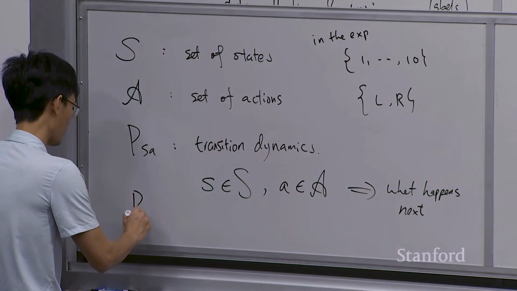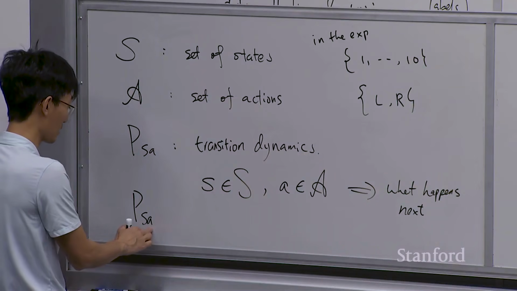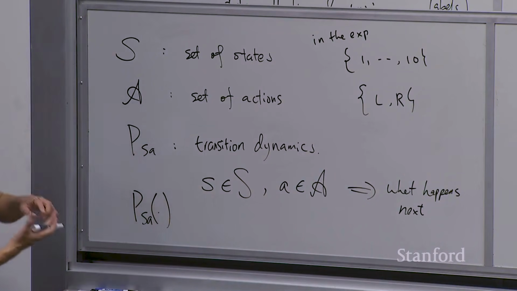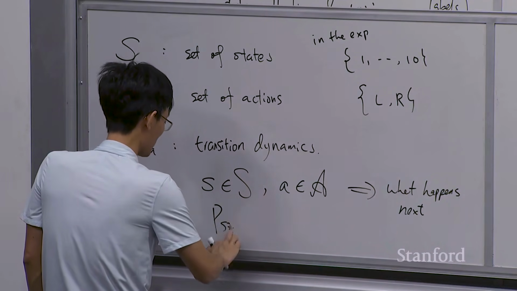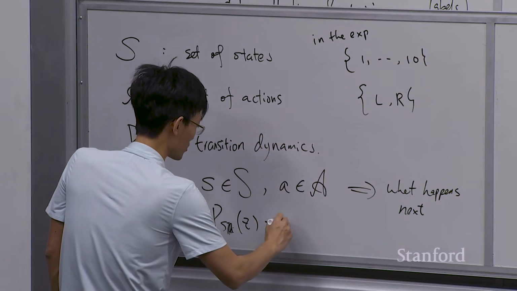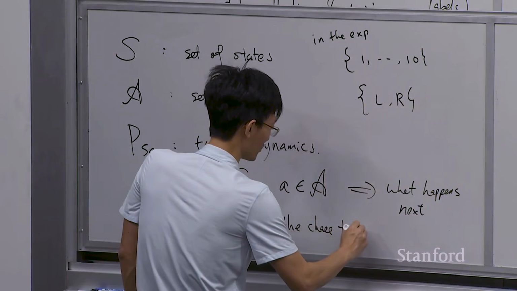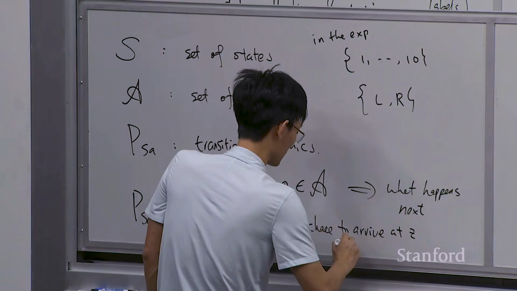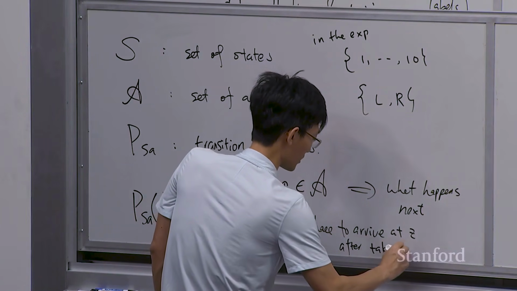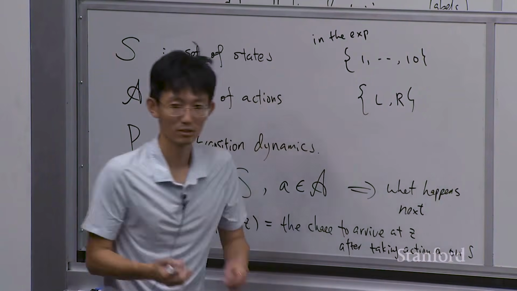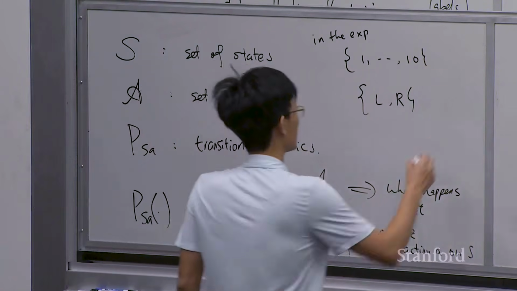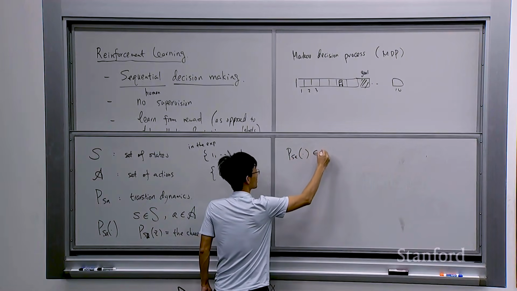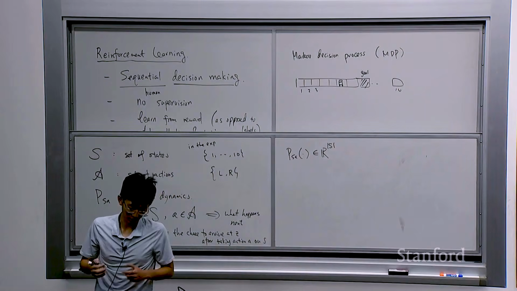So the typical way people do this is that this is the concrete state you are at, this is the concrete action you apply, and this is a probability distribution over the next state, the set of possible states. So this is describing the chance you arrive at each of the states. So P_SA(Z) is the chance to arrive at Z after taking action A on the state S. So it's a probability distribution over the entire state space. So P_SA is actually a vector, with dimension the cardinality of S.